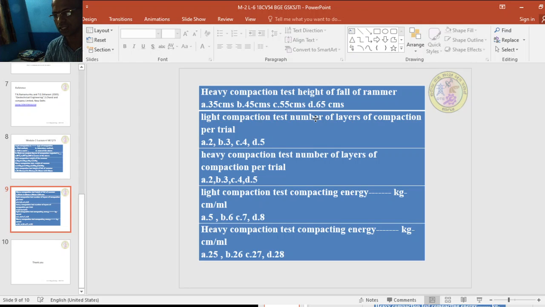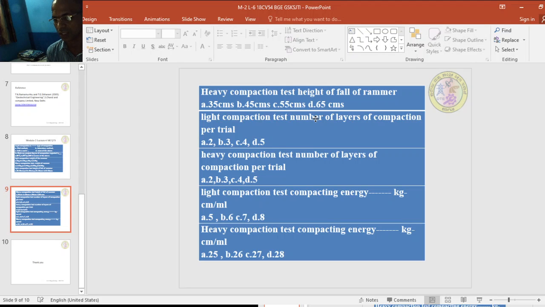Light compaction test, number of layers of compaction: option A 2, option B 3, option C 4, option D 5. It is 3, that is B. In heavy compaction test, number of layers of compaction per trial is option A 2, option B 3, option C 4, option D 5. That is option B, 3.